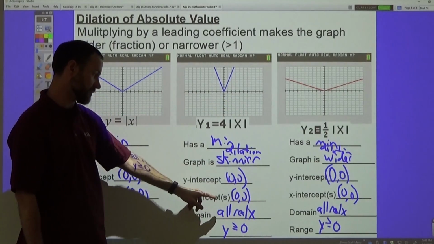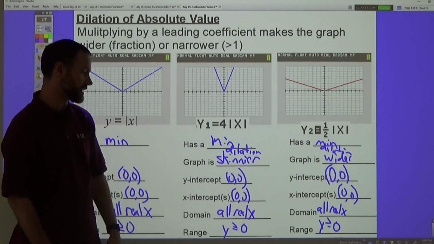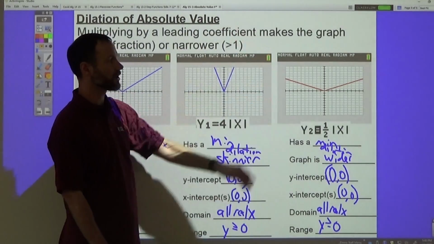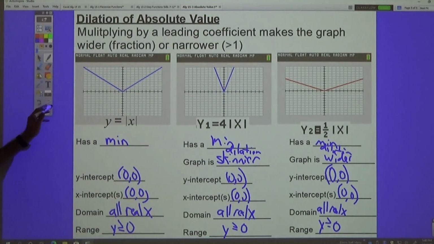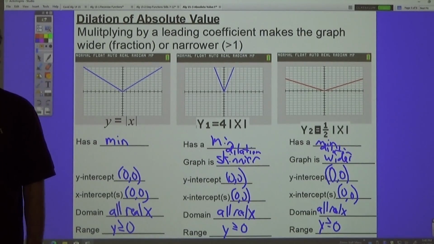Y-intercepts are 0, 0. X-intercepts are 0, 0. All real x because it goes on forever in both directions, and both of them go up from 0, so y is greater than or equal to 0. So that's it. Go ahead and try the homework for 15.3.